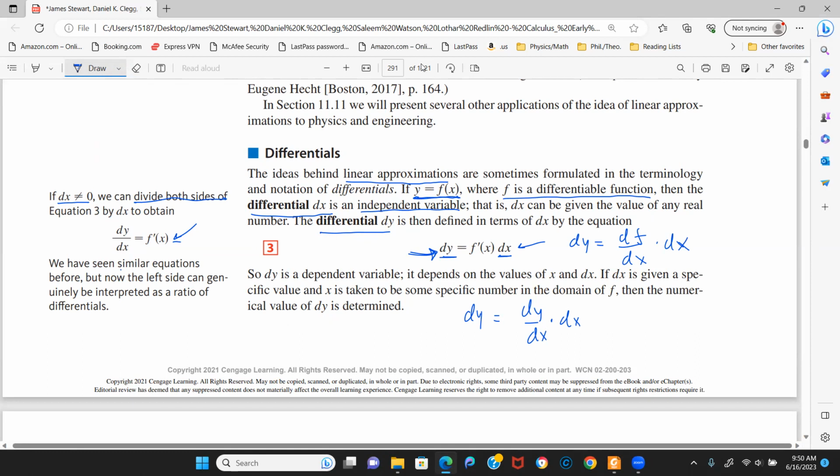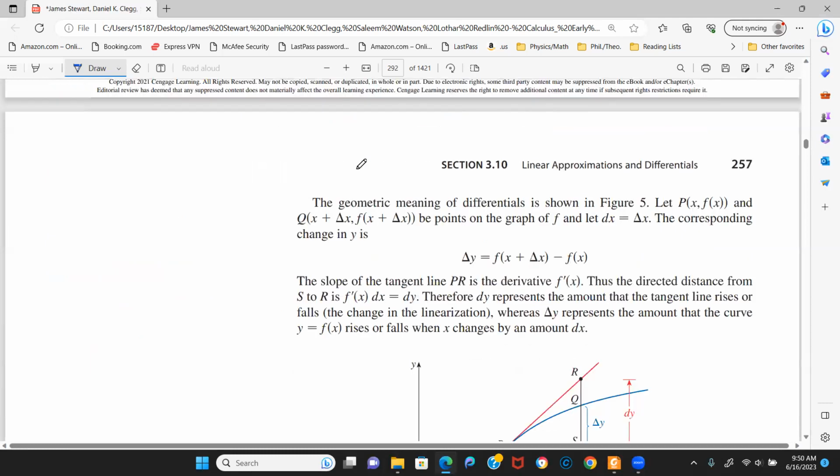This is just a formal definition. You can just take it at face value if you want. But there's a lot of ways of rewriting this. But what does this mean geometrically?